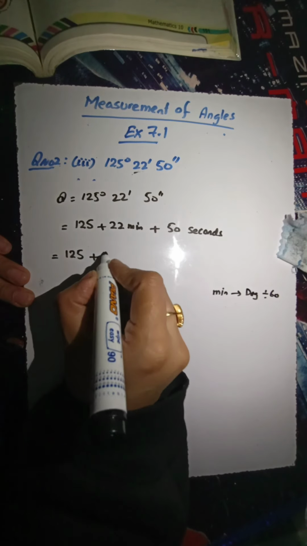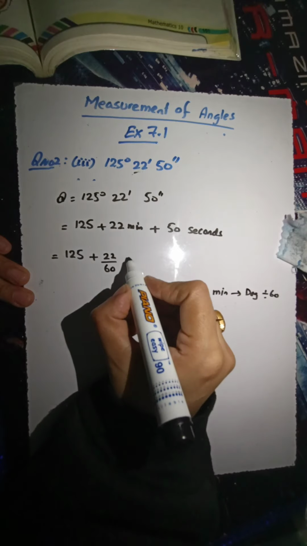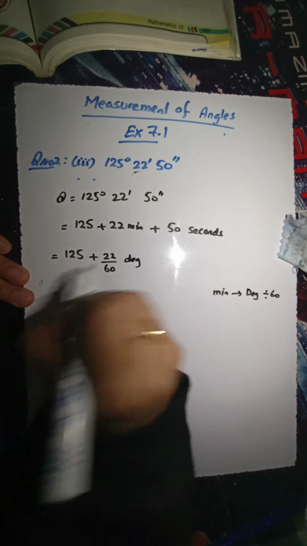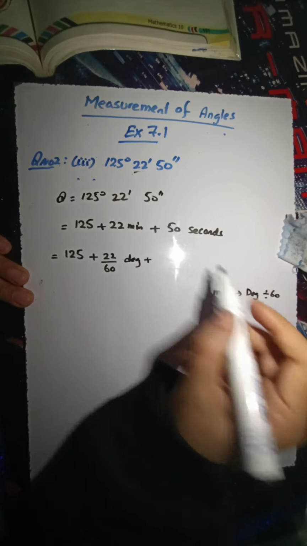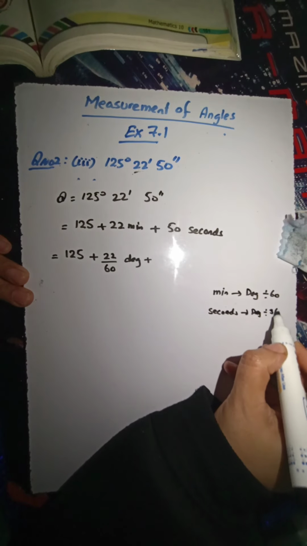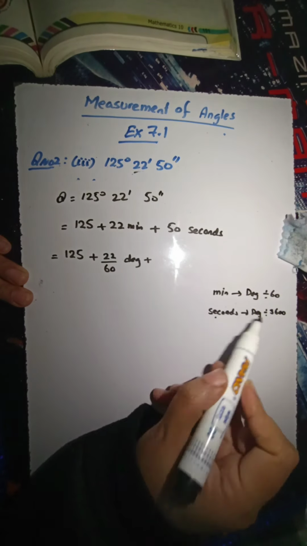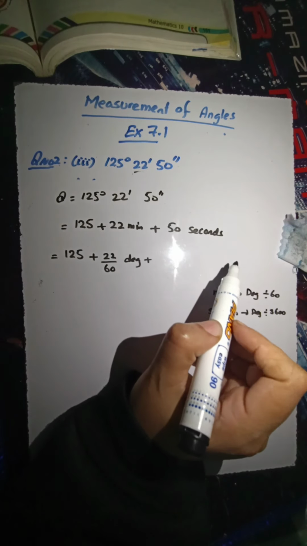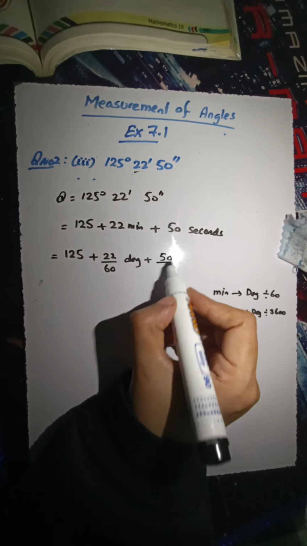Okay, so I'm dividing 22 by 60, and when I do this, it is converted into degrees. Plus now 50 seconds. From seconds to degrees, I have to divide it by 3600, because we are going from a smaller unit to a larger one. So in order to convert 50 seconds into degrees, we have to divide 50 by 3600.